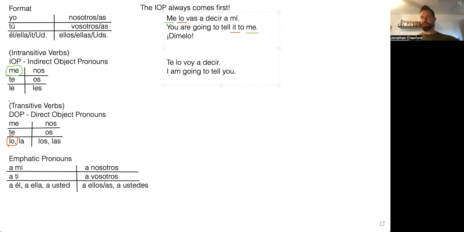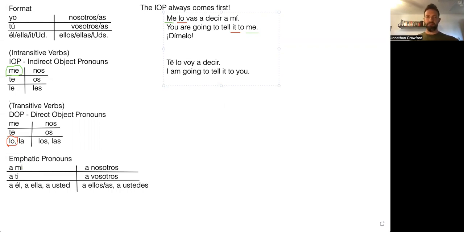In English, you can actually leave the word it out. You don't have to say it. It is implied. I am going to tell it, right? I am going to tell it to you. You don't have to say that. You can leave it out. But in Spanish, you can't. The lo refers to it. Actually, you could leave it out. You could say voy a decirte. But it sounds better to say voy a decírtelo.